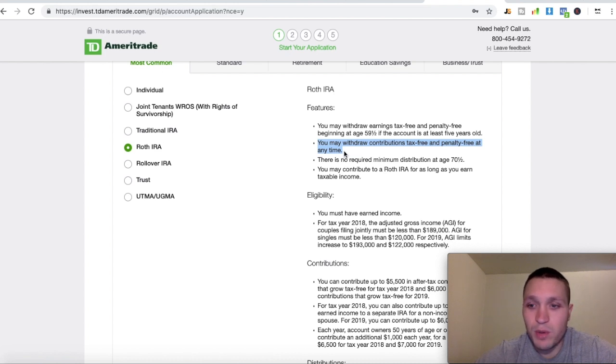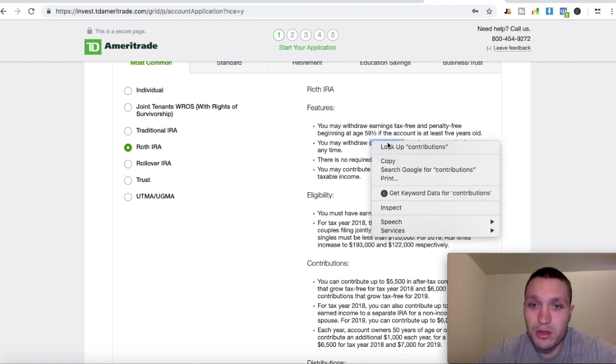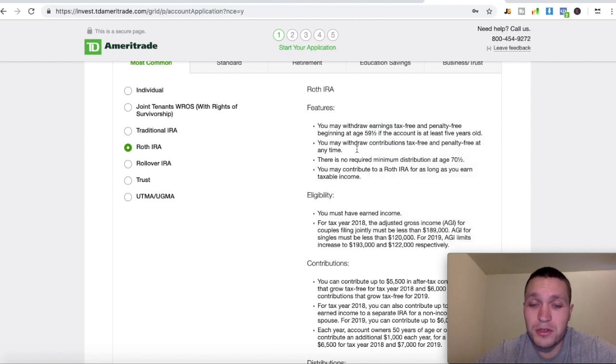For instance, if you put $1,000 into this Roth last year and it grew to $1,200, you can't take out all that $1,200, because the $200 that you made is considered earnings. So you cannot withdraw earnings. You can only withdraw your contributions. So you put in $1,000, you can take out that $1,000 tax-free and penalty-free. You don't want to. The point of it is to keep it in there and let it grow.